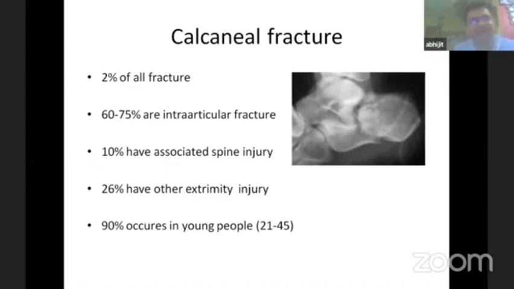Calcaneum fracture is basically 2% of all fractures. 60 to 75% are intra-articular fractures, 10% have associated spine injury, 26% have other extremity injury, and 90% occur in the young age group, that means from 20 to 45 years of age.